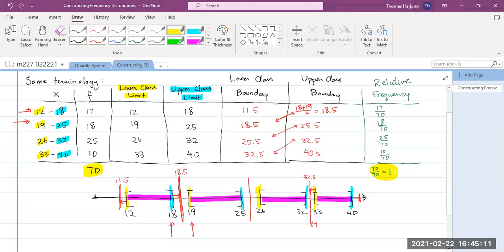Now you always have this question in my test 1, and as I remember, that's always question number 7. Once you construct a frequency distribution in number 6, then in number 7, you will need to copy that frequency distribution, and then you do this kind of extension to find lower class limit, upper class limit, lower class boundary, upper class boundary, and relative frequency.